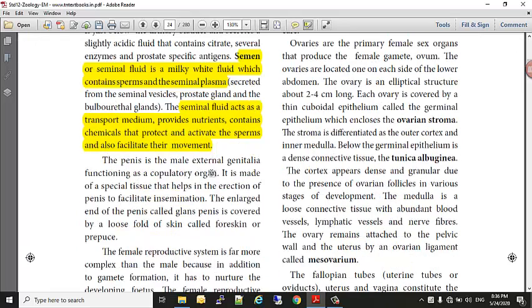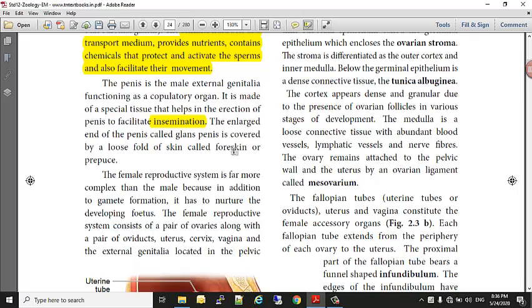The penis is the male external genitalia functioning as a copulatory organ. It is made up of special tissues that help in erection of the penis to facilitate insemination. So already we have studied insemination is transfer of sperm into the female genitalia. The enlarged end of the penis called glans penis is covered by a loose fold of skin called foreskin or prepuce. The female reproductive system, we have so far seen about the male reproductive system.